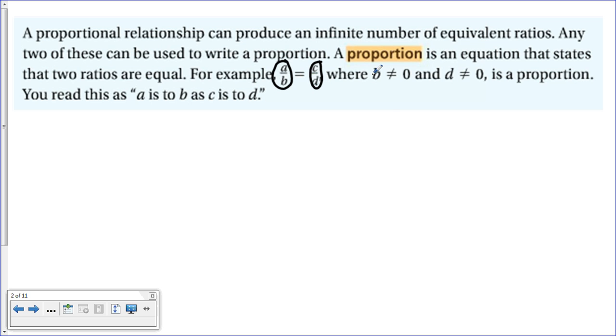Okay. Something about that is that B cannot be 0 and D, basically the denominators cannot be 0. And we read this like A is to B as C is to D. Okay. And hopefully that phrase right there will make a little bit more sense as we go along. But keep it kind of in the back of your head. A is to B as C is to D.